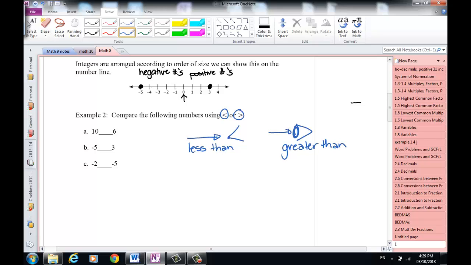So if I'm comparing 10 and 6, I would say that 10 is greater than 6. In B, if I was looking at -5 and 3, -5 is less than 3. And now for C, it says -2 and -5. Now if you're not sure, you can look at the number line, and you could go up here and say, well, -2 is right here, -5 is over here. Okay, well, -2 is in fact greater than -5. They're both negative, but one of the numbers is actually bigger than the other.